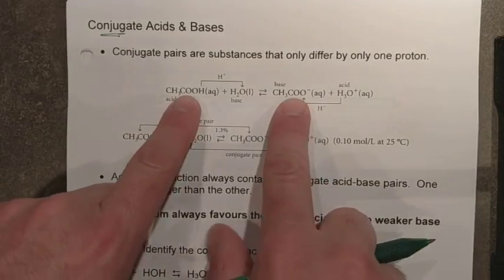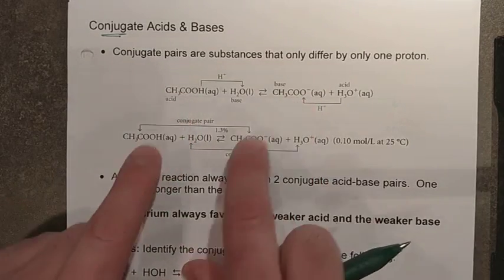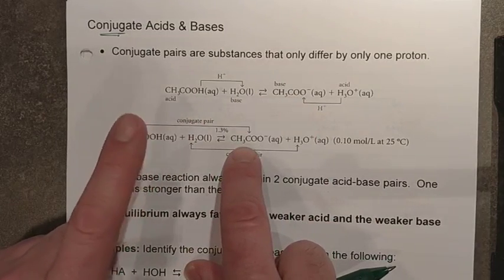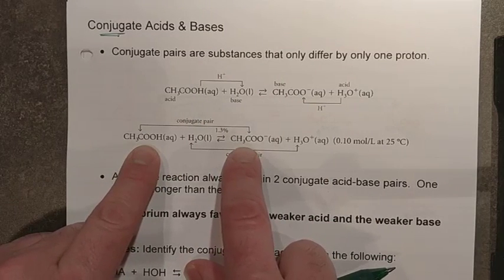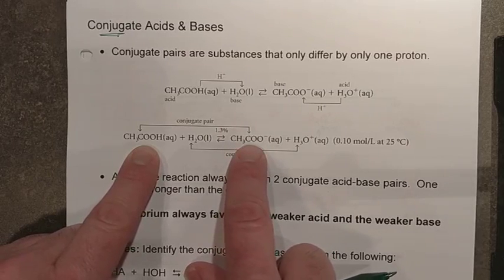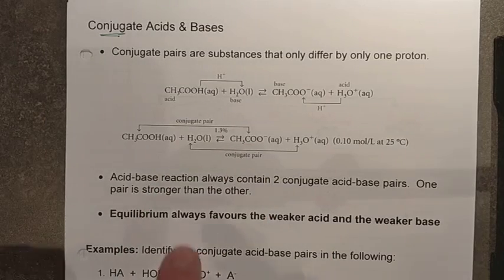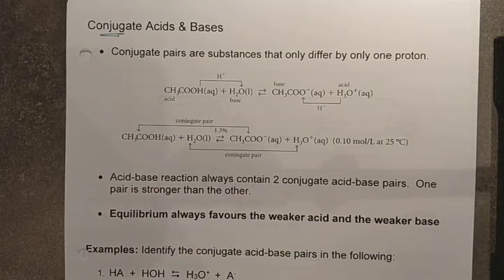There is another way to look at this one, and if you take a look in particular at acetic acid and acetate ion, you will see that they are related, as one is an acid in one half of the equilibrium reaction, and the other one is a base in the other part of your equilibrium equation. We call these conjugate pairs. In your acid-base reaction, there are always two acid-base conjugate pairs.